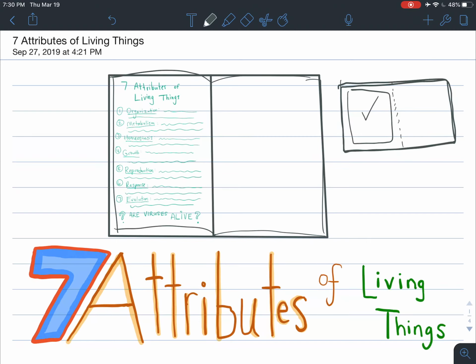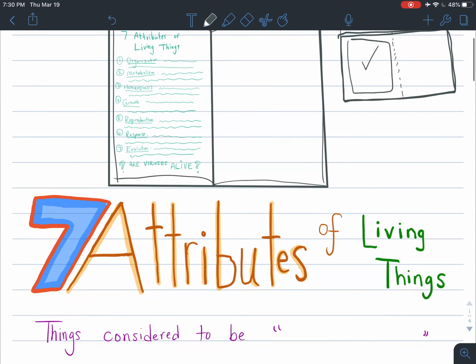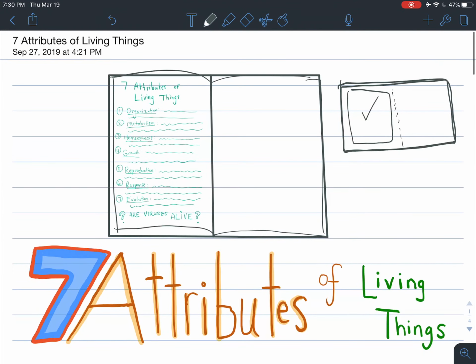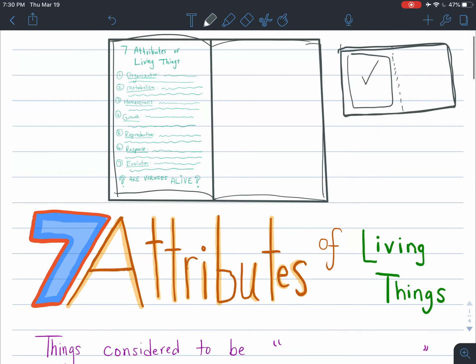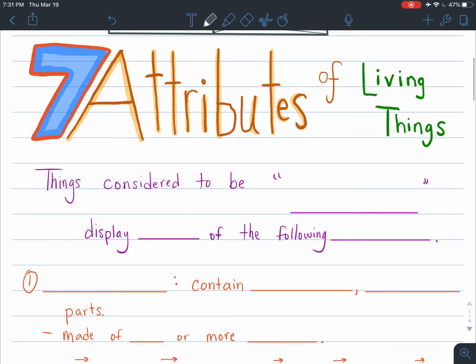So you can go ahead and do that to record these pages because you're going to need these notes as you move throughout this unit and especially as you do the level up quizzes. So again, we're going to look at the 7 attributes of living things. So make sure you title your page with that exact title, 7 attributes of living things.